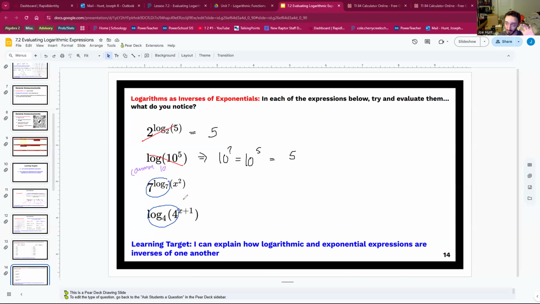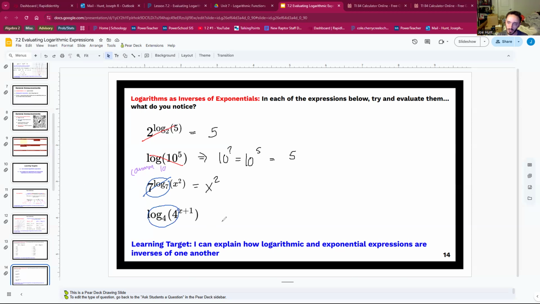But that 7 raised to the power of log base 7, those are total opposites. They're going to cancel each other out. So even though I don't know what x squared is, because I don't know what x is, I know that the only thing left over here when I simplify is just x to the second. That's all that's left.